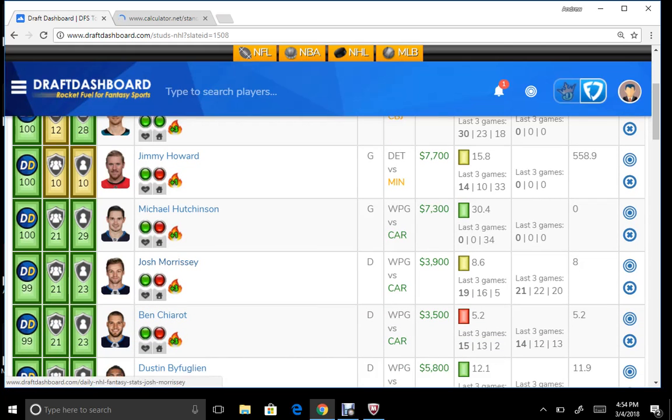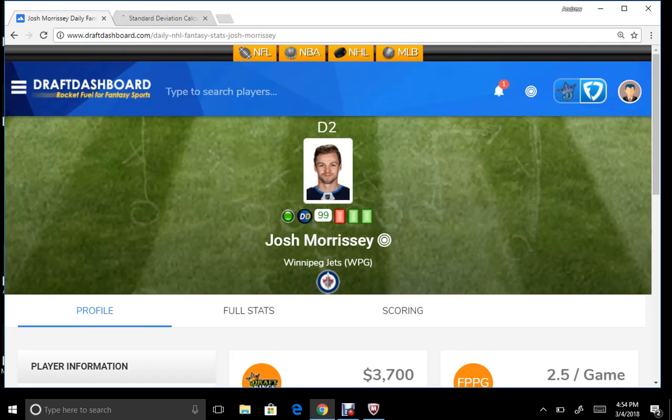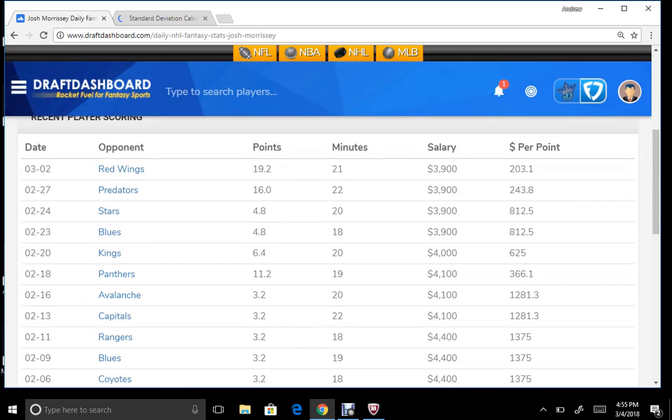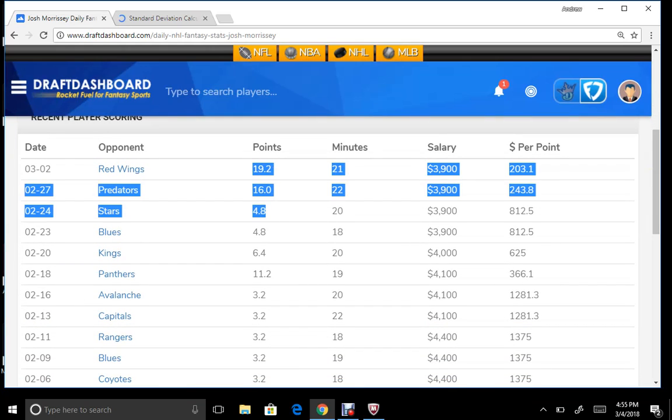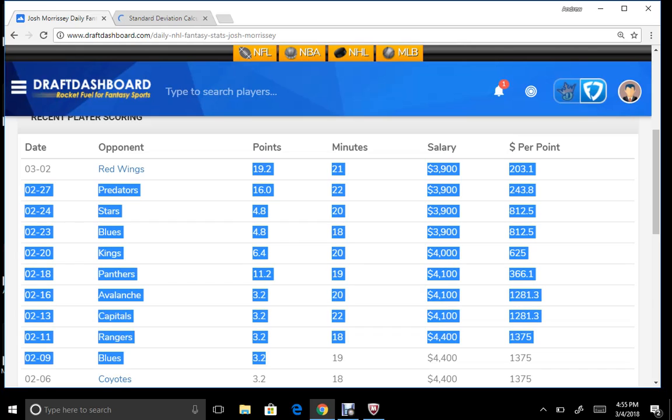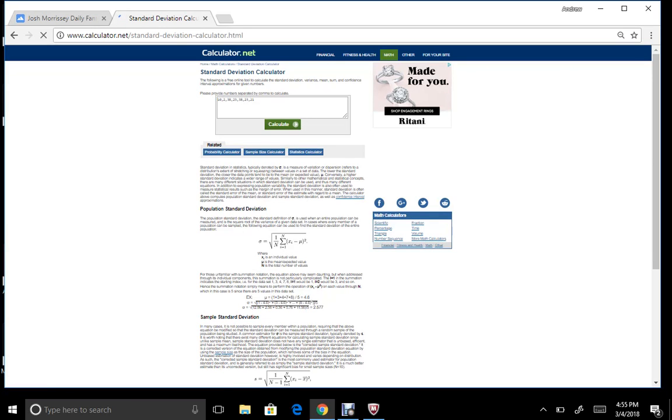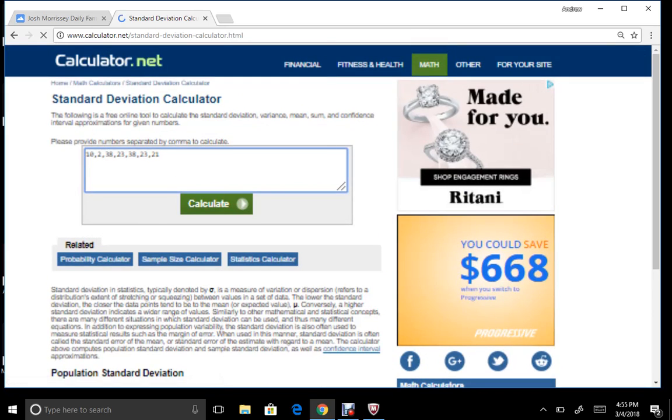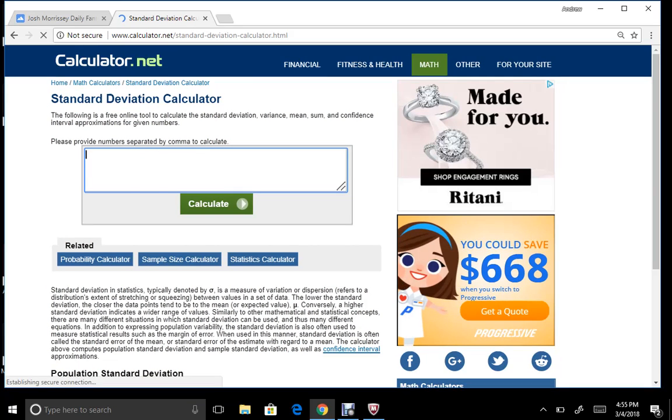Looking at it first, all we're going to do is keep it as simple as possible. Remember, Josh Morrissey is at 8.6 per game. With that per game average, all we've got to do is take his scoring, as it shows here, all the scoring for FanDuel the past 10 games, as I like to do. Copy those, come over to the standard deviation calculator, get rid of the numbers that are on there by default, and paste these in.